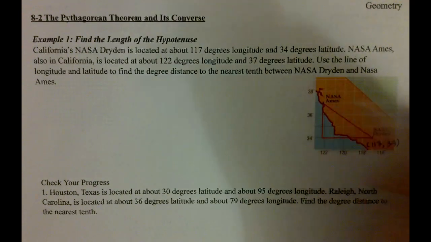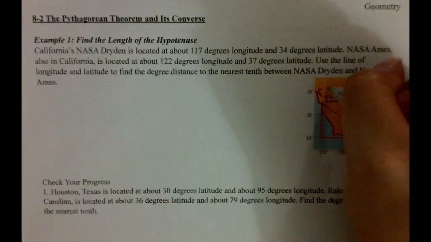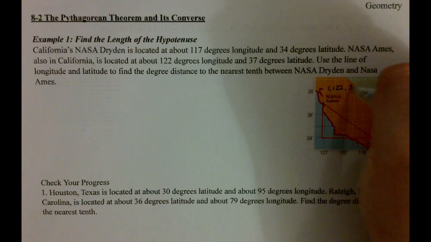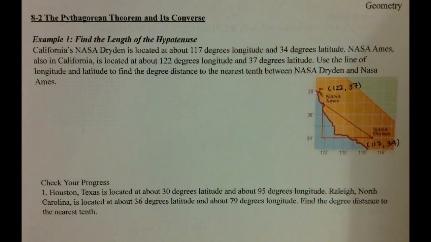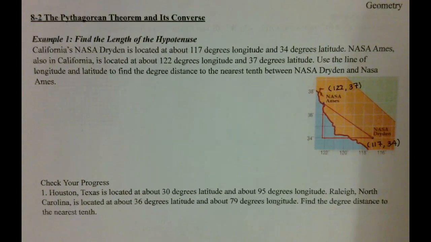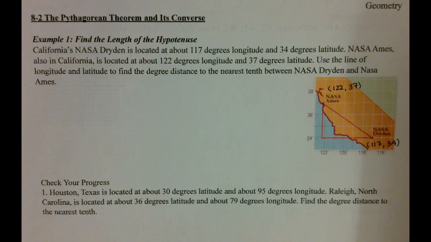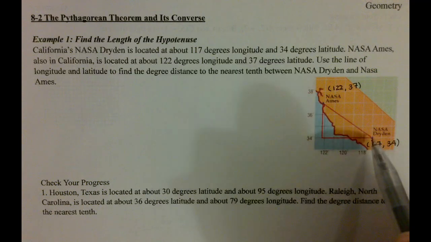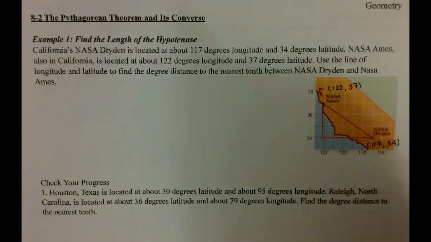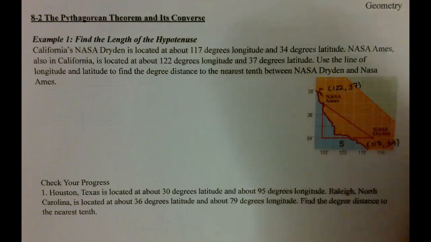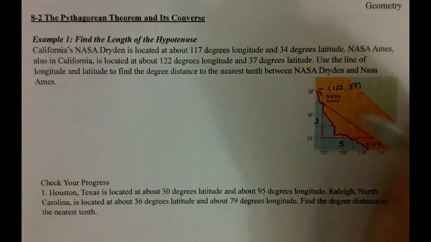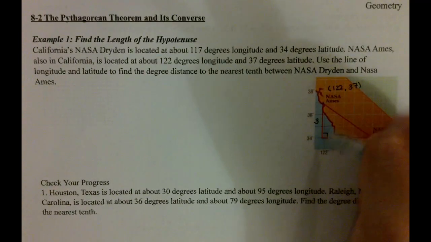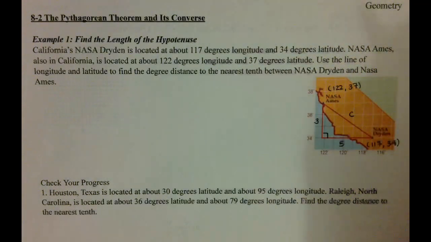So NASA Dryden here is 117, 34. NASA Ames is 122, 37. Basically, what we know then is from 122 to 117 is a distance of 5. From 37 to 34 is a distance of 3. And so here it forms a right angle, and this would be my unknown.